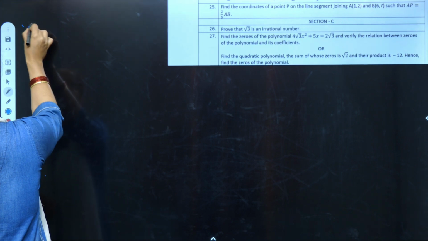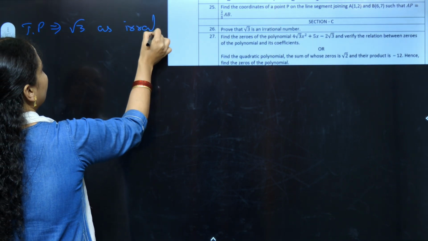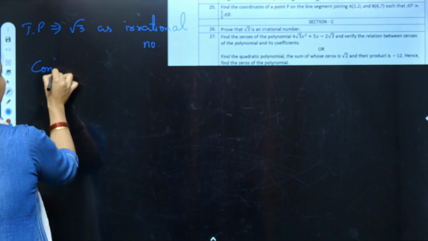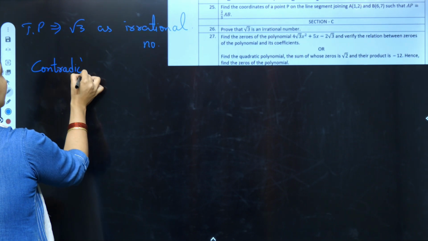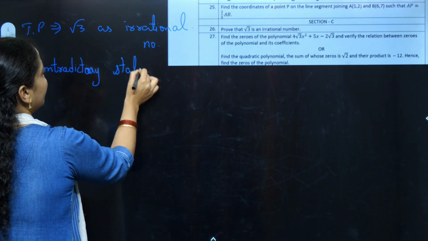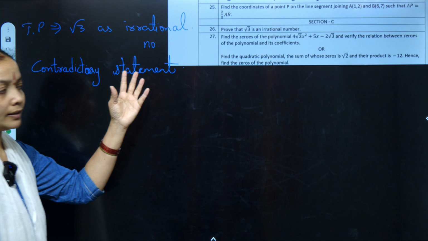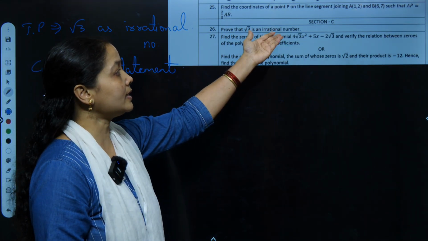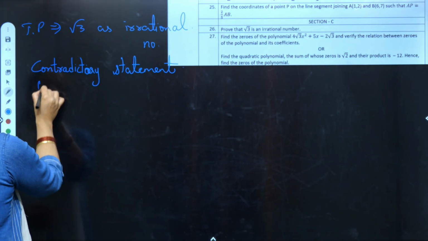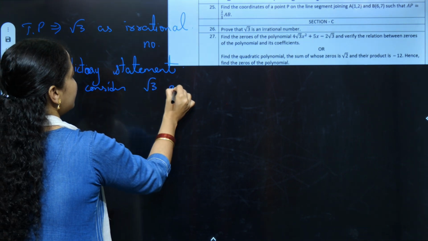Whenever they are asking us to prove root 3 as irrational, the method involves taking a contradictory statement. What is a contradiction? That means I have to take a statement which is exactly opposite of what I have to find. If they are asking me to prove root 3 as irrational, I will first say that root 3 is rational. So let us consider root 3 as rational.